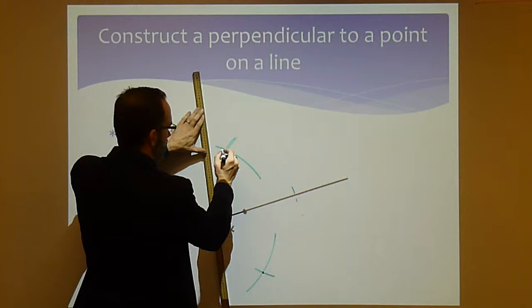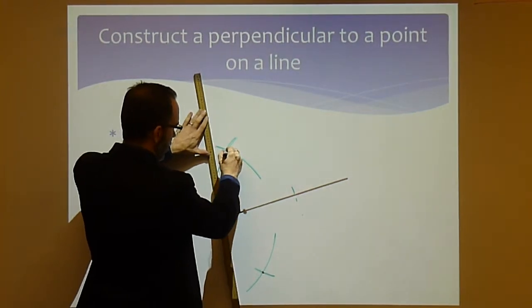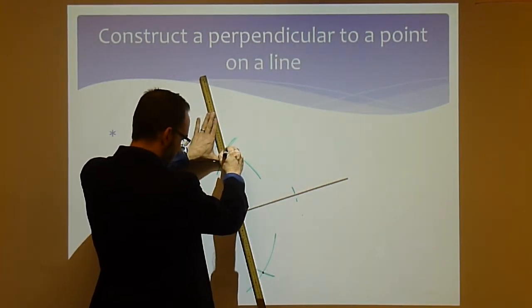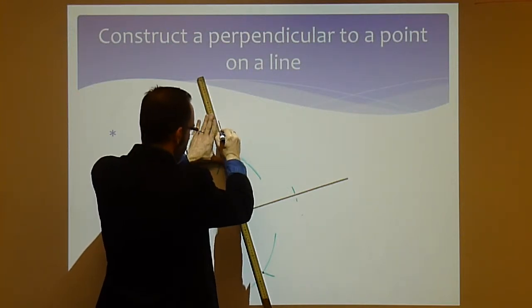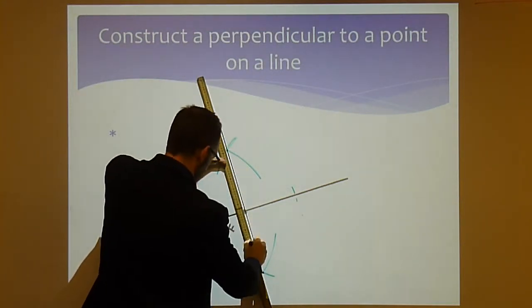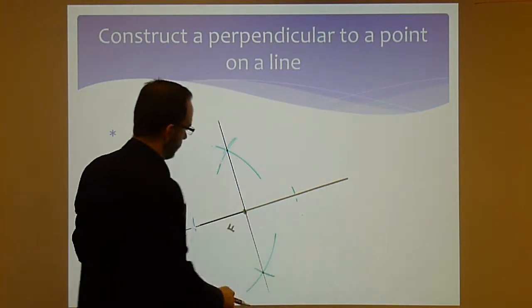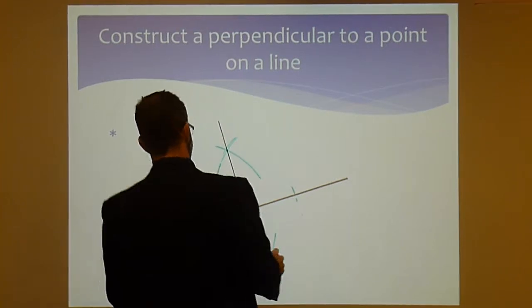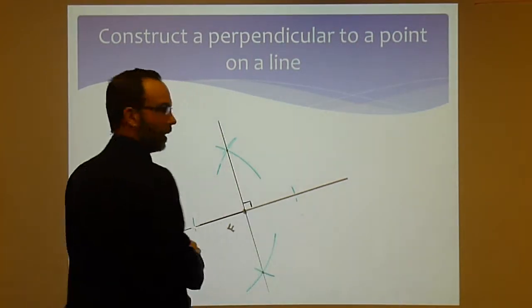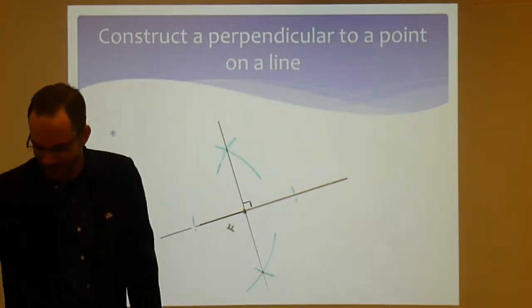So, pencil point on the point, straight edge up against the pencil, match the spacing for the one down there. There we go. That should be perpendicular now. Okay. Yeah, looks that way to me.